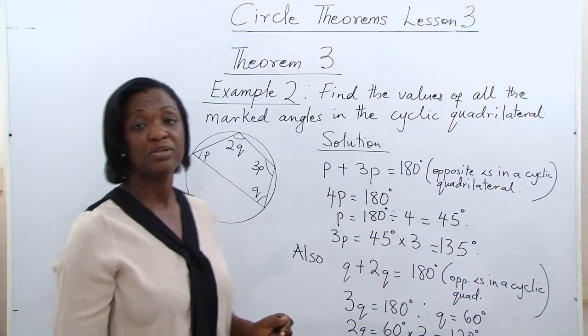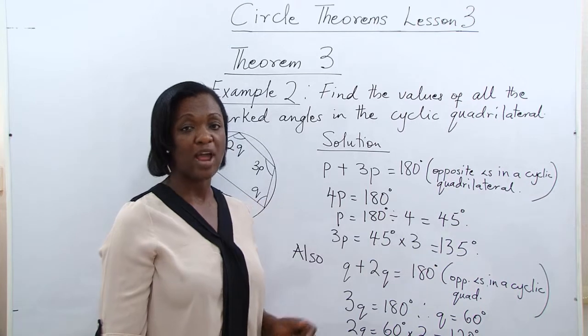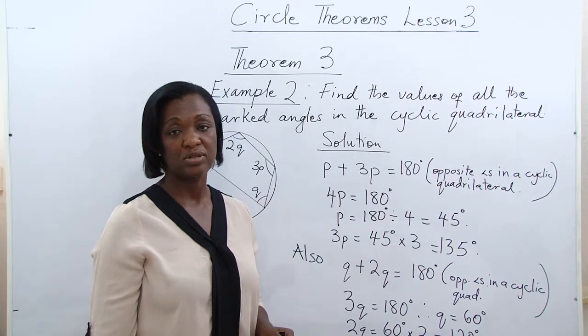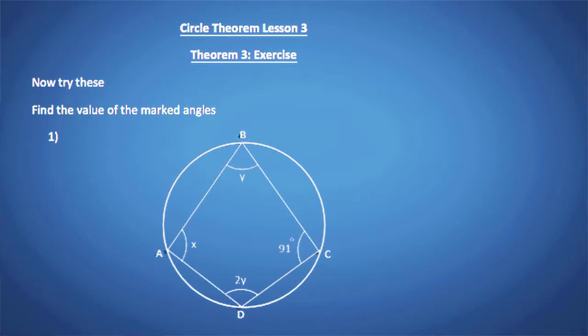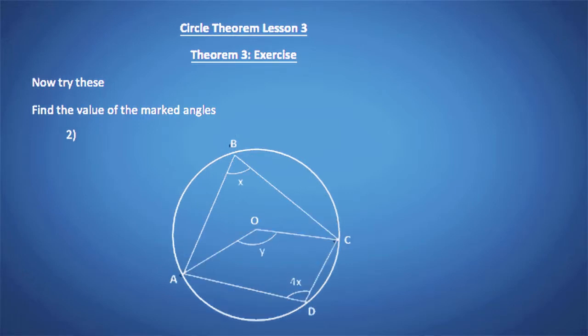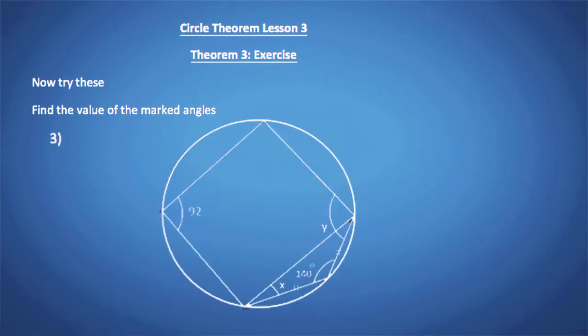Having done these examples, I'd like you to try out the next set of questions. Question 1, the marked angles. We're finding the value of x, y, and 2y in question 1. Question 2, we're finding the value of x, 4x, and y. Question 3, we're finding the value of x and y.